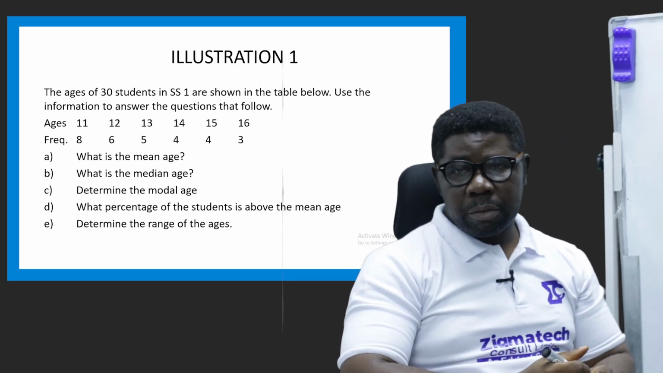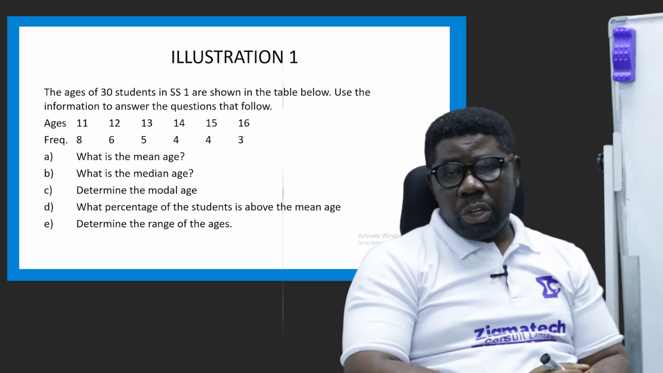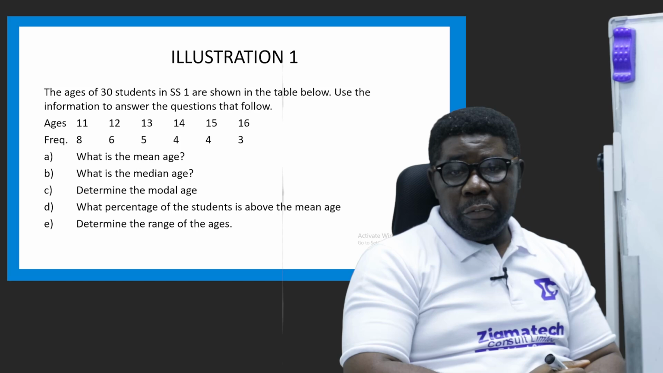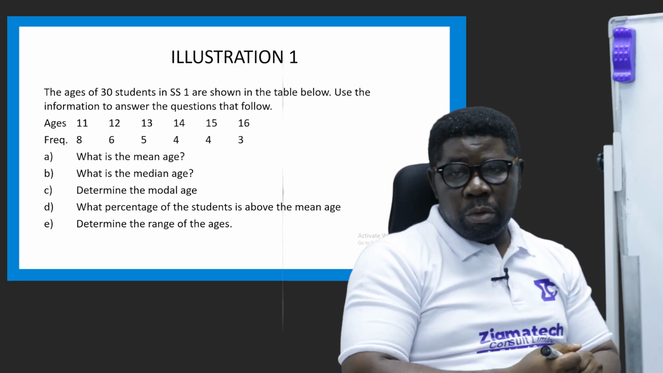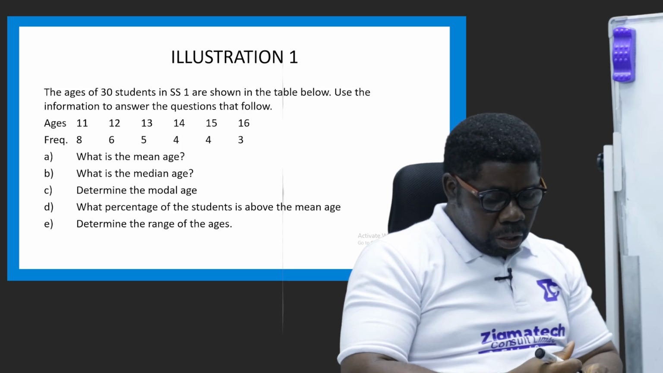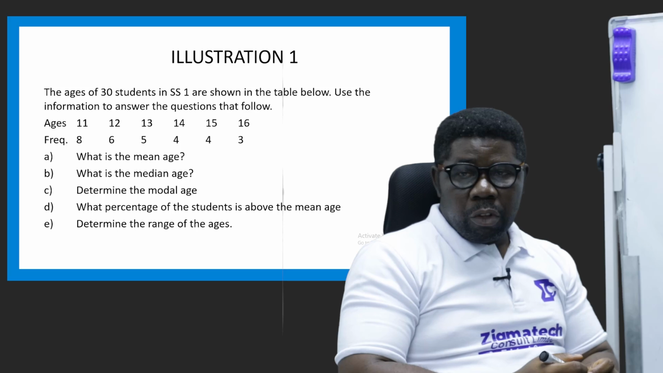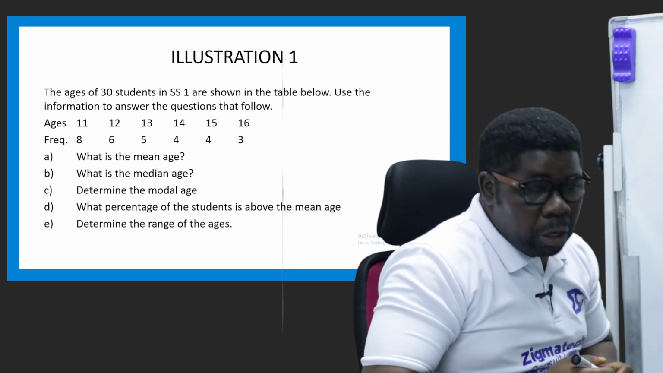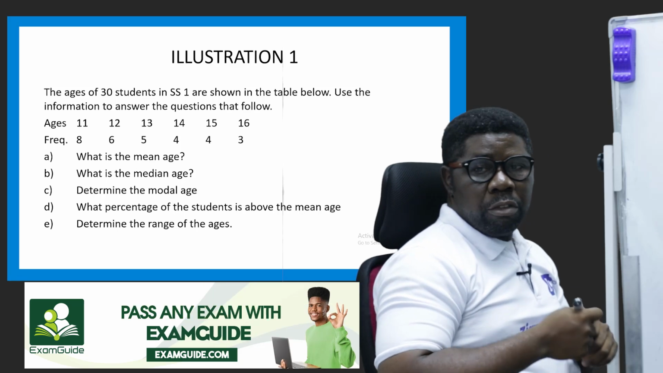So let's see, we're going to look at the mean. For this, we are seeing that this is grouped data, all right, because we have done the frequency table, we have grouped it into ages and frequencies. So we're going to use a more advanced formula for the mean, a formula for grouped data. So let's start from there.